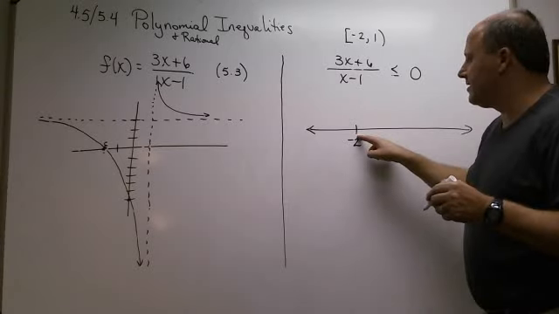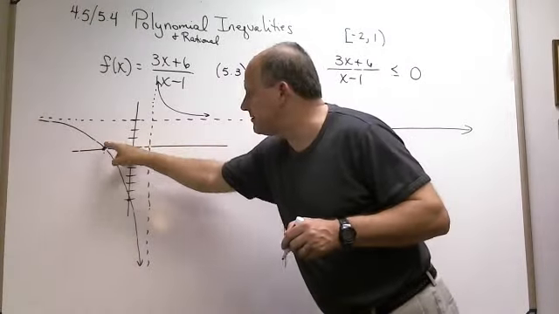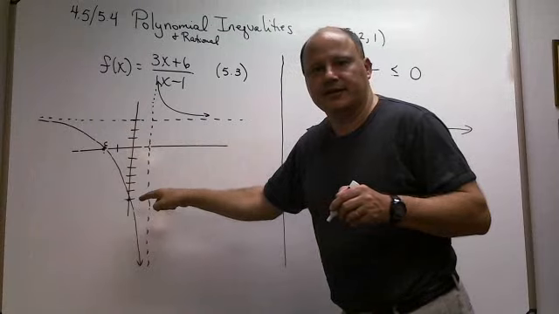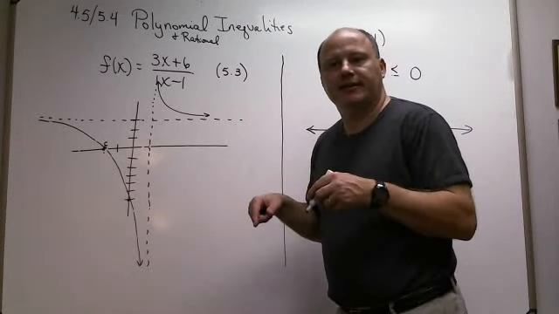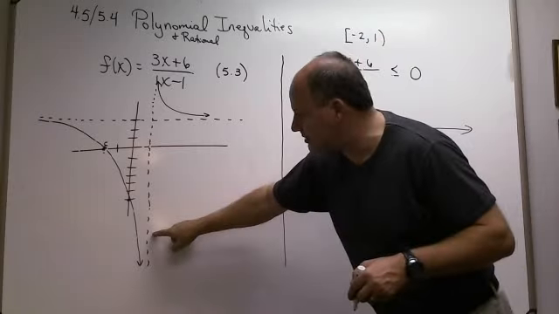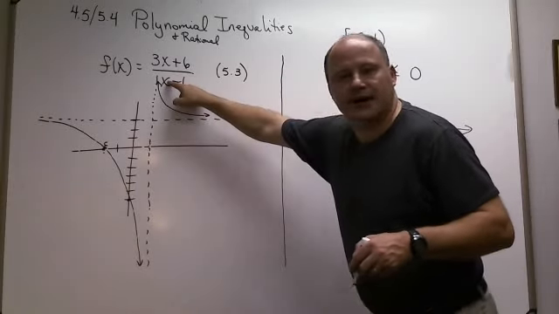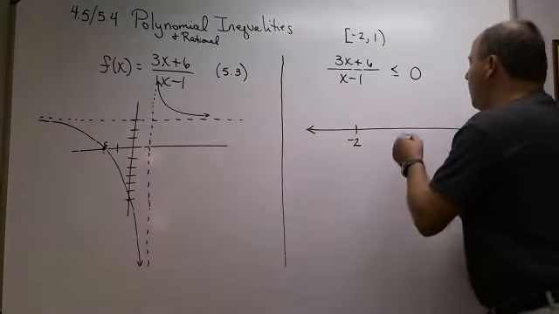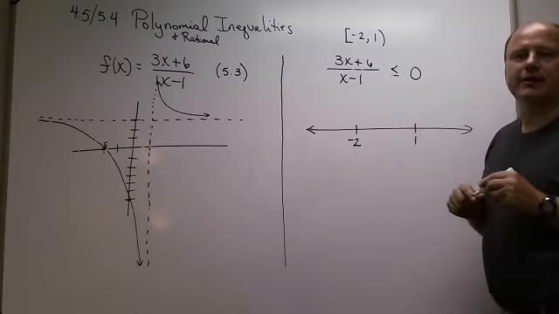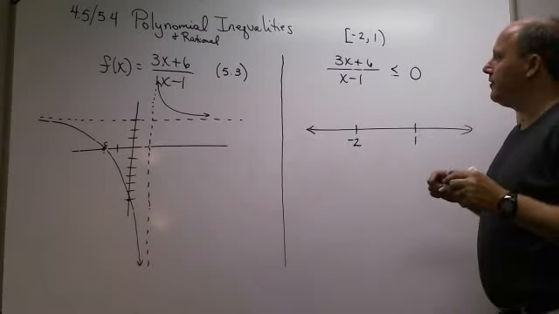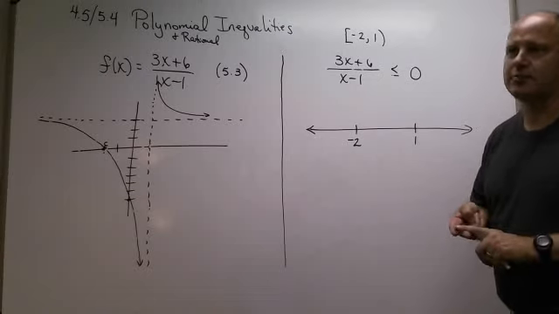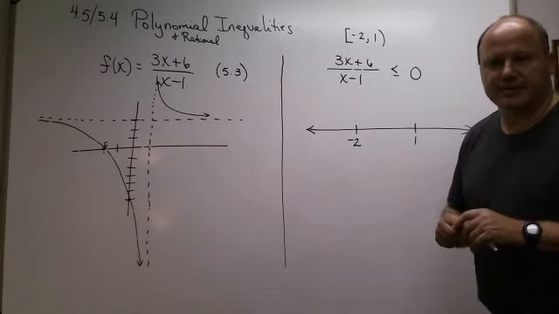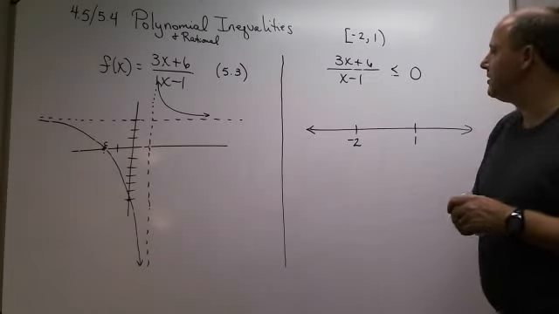Because -2 is an x-intercept, you notice it crosses from positive to negative, going from one side to the other side. That's what you're interested in, where it goes from one side of the x-axis to the other. But that also happens at vertical asymptotes, negative back to positive. So at 1, we also have to be concerned. So with rational inequalities, you have to be concerned about two things: the x-intercepts and vertical asymptotes. Whereas with polynomial inequalities, it was just the x-intercepts because they didn't have vertical asymptotes.